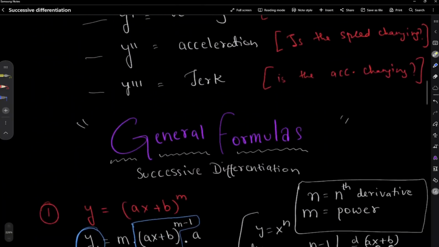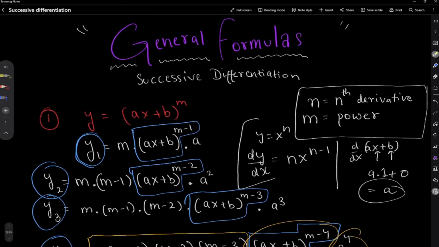General formulas for successive derivations. Differentiation.